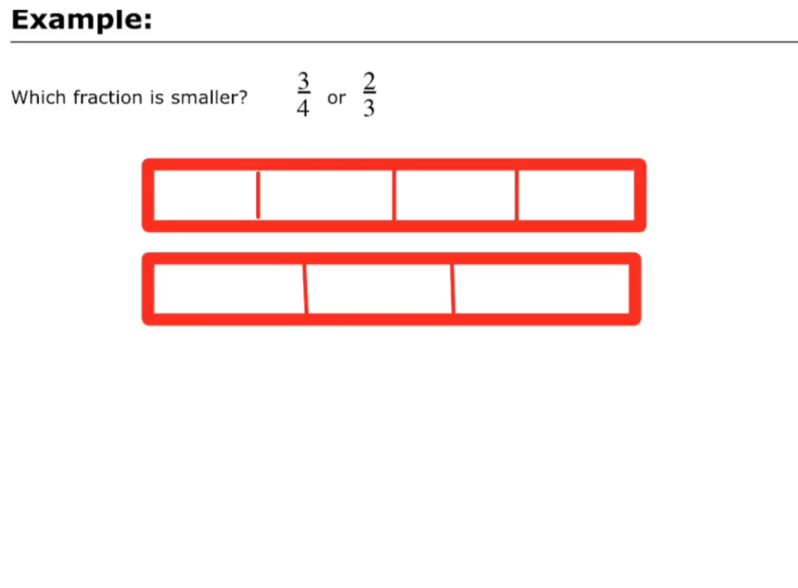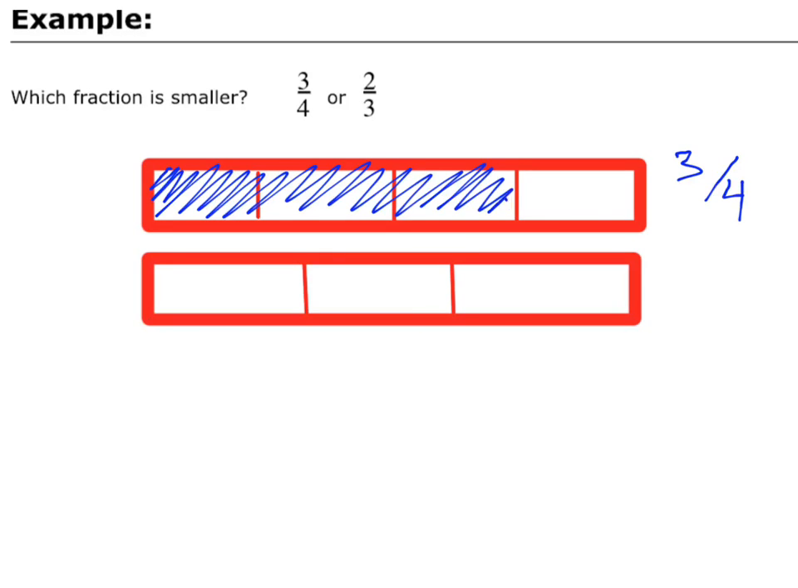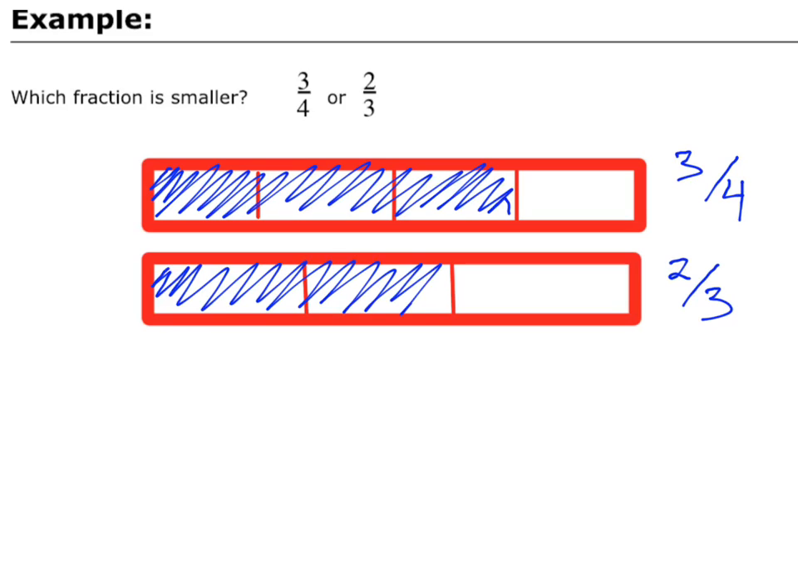Now if I've got 3/4, that tells me I've got to shade in 3 of those 4 pieces. So that's what I'm going to do now, shade in 3 of those 4 pieces. If I've got a fraction of 2/3, that means from those 3 pieces, I'm shading in 2 of those pieces. So comparatively, which fraction is smaller? The 2/3 is definitely the smaller fraction. So that is our smaller fraction.